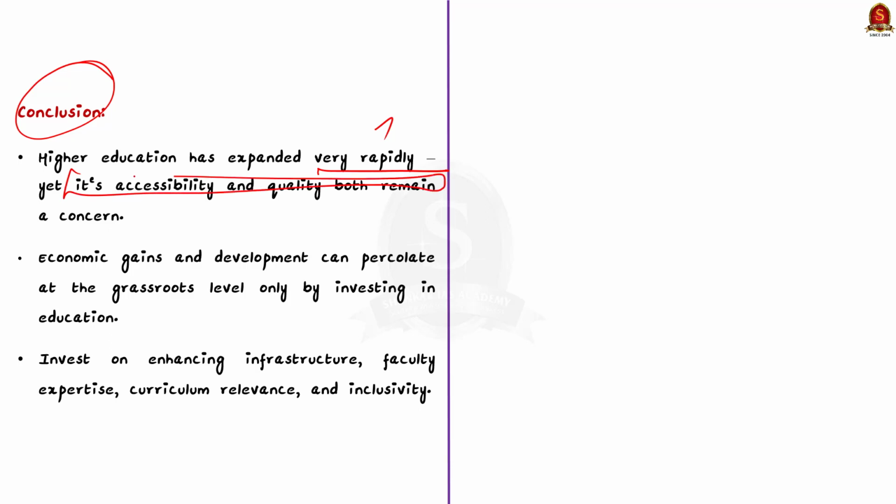If India wants economic growth and development to percolate at the grassroots level, it needs to invest in education on a priority basis. This investment should not only focus on increasing the number of institutions, but also should enhance the infrastructure, expertise of the faculty, relevance of the curriculum, and inclusivity, etc. This is all regarding the discussion.